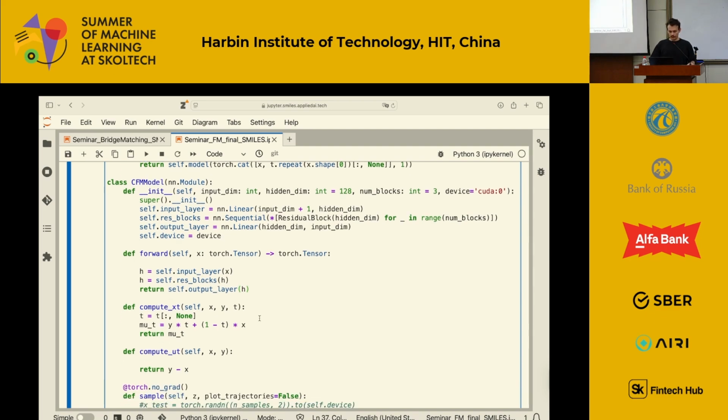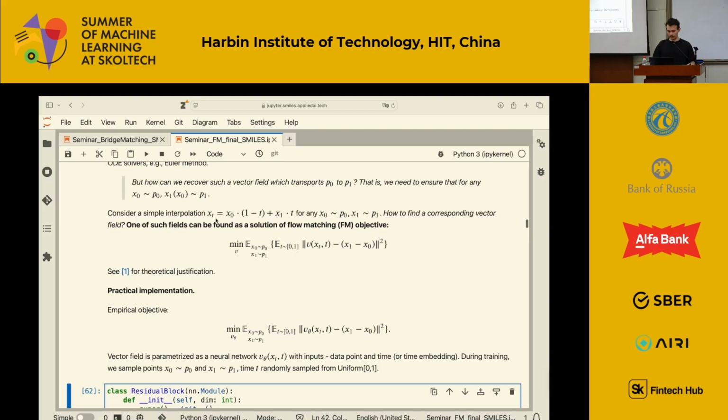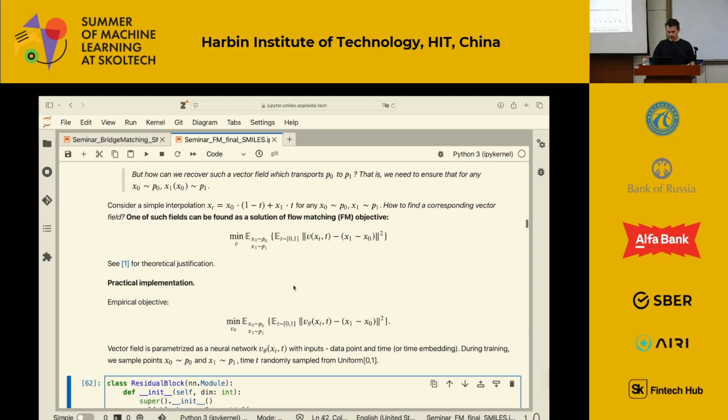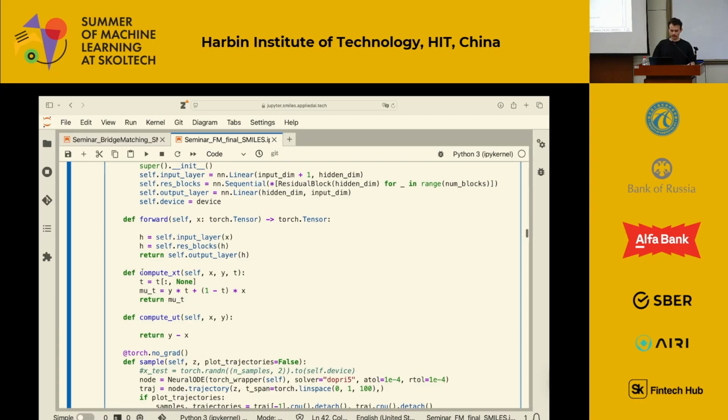And so, yeah, here we have, so for solving our regression problem, let's recap it once again. What do we need? Samples from P0, samples from P1, and linear interpolation, which is defined as follows. So, okay, let's define linear interpolation. Call this function compute xt, because basically it computes xt.